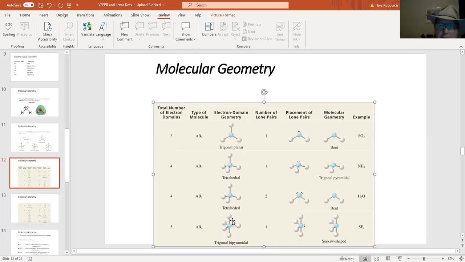Now I get 5 things around my center atom, 5 electron clouds. My electron domain geometry is going to be trigonal bipyramid. If I take one of those things, which was an atom, and turn it into a lone pair, I can't see it anymore. And the one that preferentially gets taken is the one in the trigonal planar portion of the molecule. So I have a lone pair out here that I can't see. That makes my molecular shape seesaw.